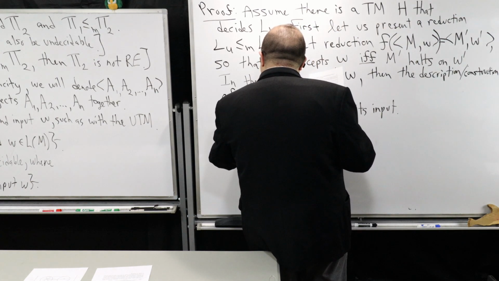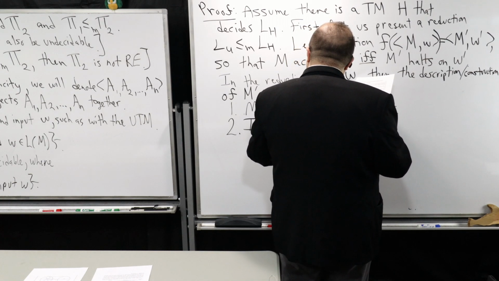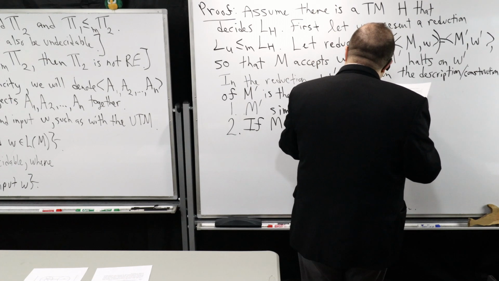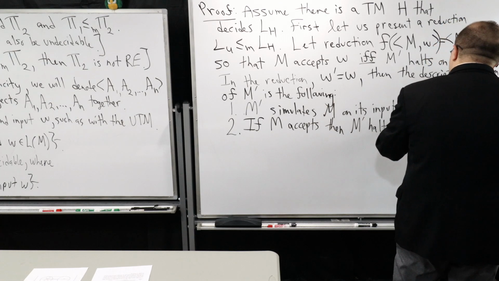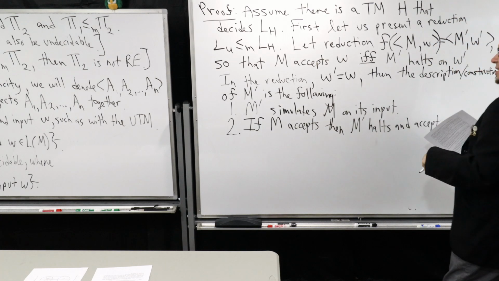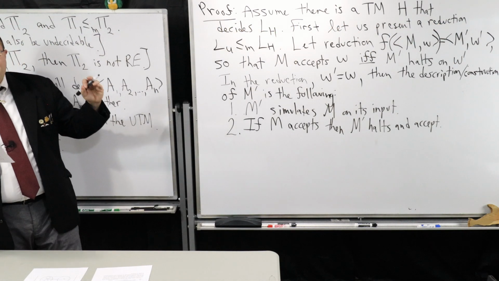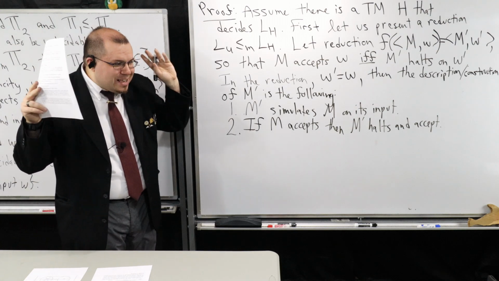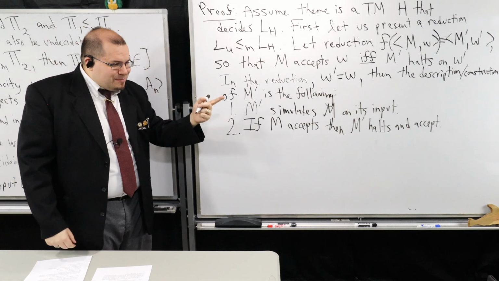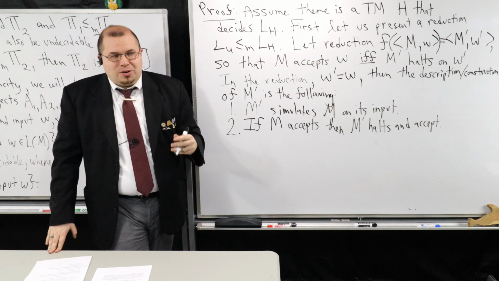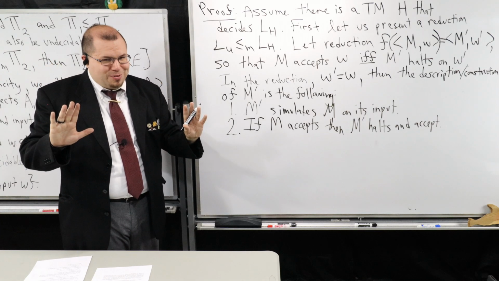So now this is where I'm going to make some changes. First part, not so much. If M accepts, then M prime halts and accepts. And that's what you would expect, right? If the original machine accepts, then it most certainly halts, right? Now, what we would like it to do, and this is what you need to keep in mind when I'm doing these kinds of reductions: I would like to create something that, when I feed it to my algorithm for the halting problem, looks like something that should reject for the halting problem.